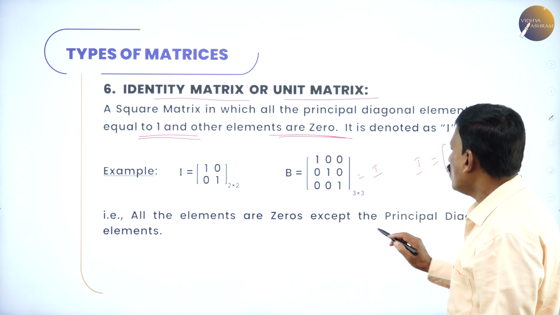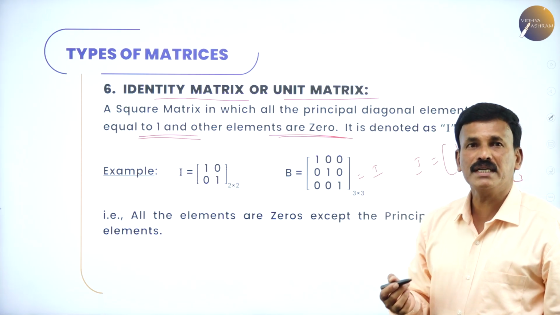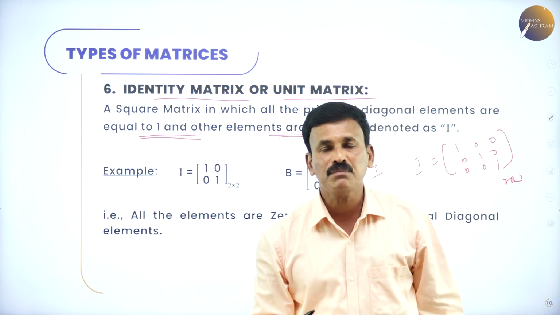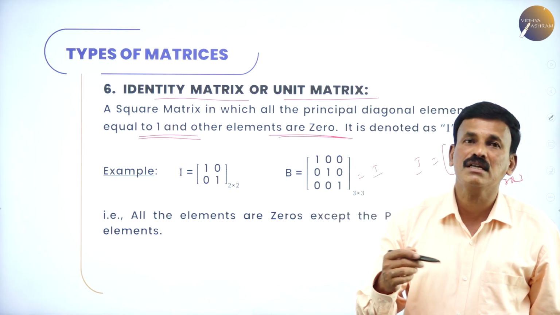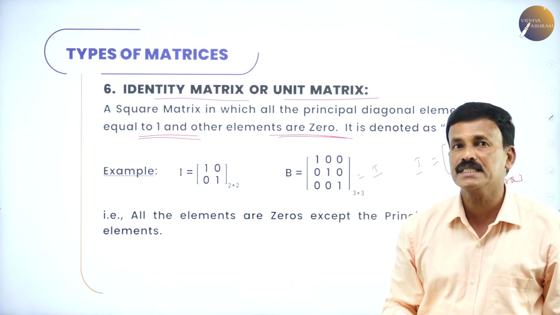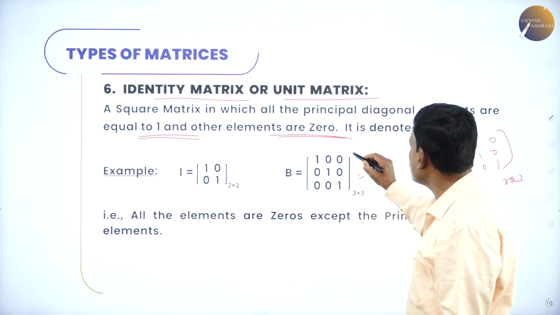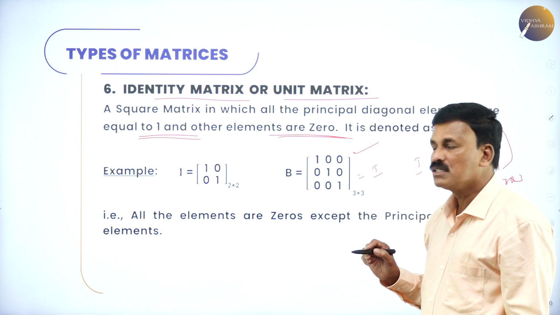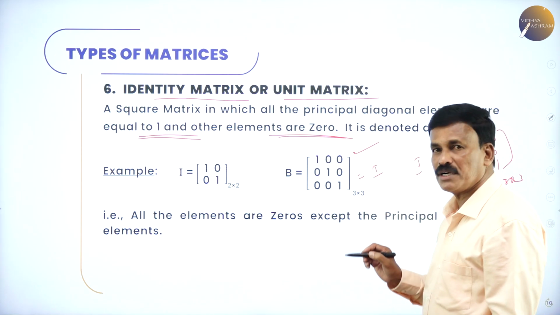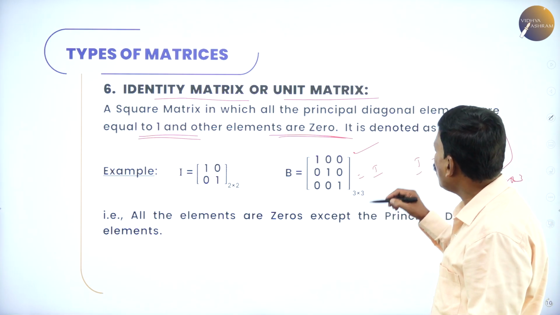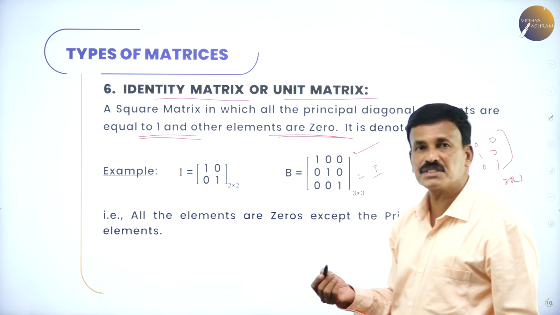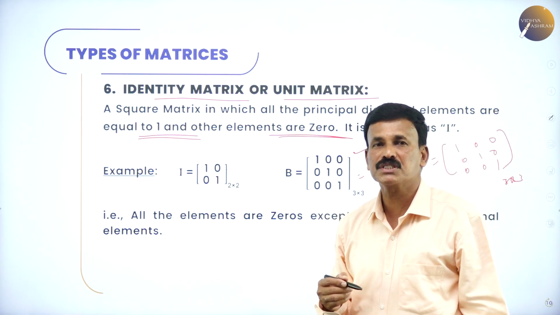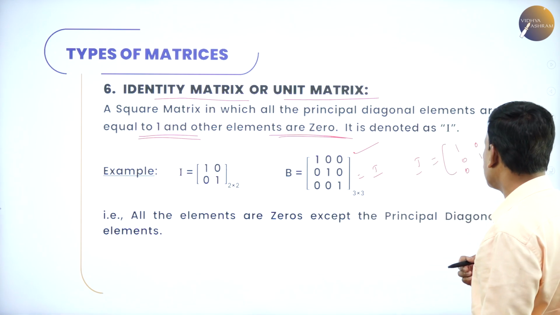Now, all identity matrices are examples for scalar matrices, whereas all scalar matrices are not identity matrices, because this is also an example for a scalar matrix, and a special case is an identity matrix, right? But all identity matrices are scalar matrices, whereas all scalar matrices are not identity matrices.